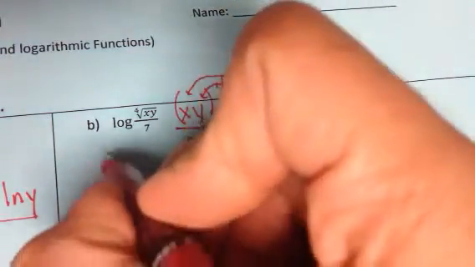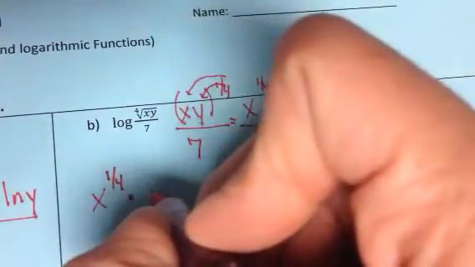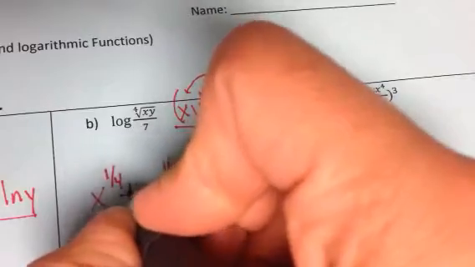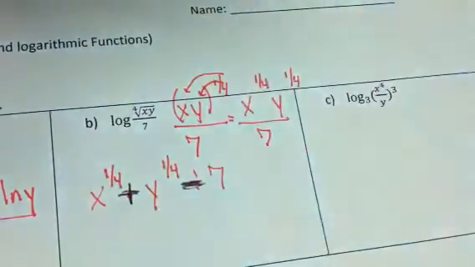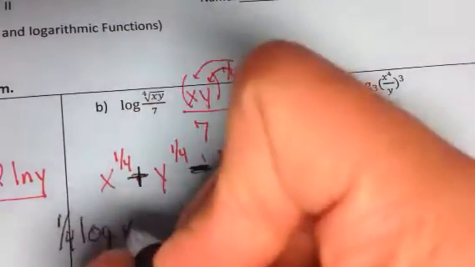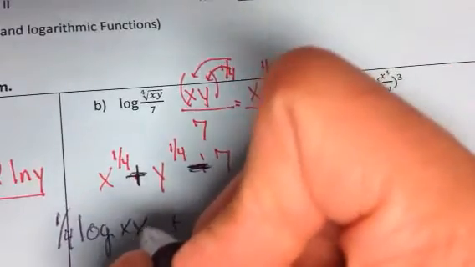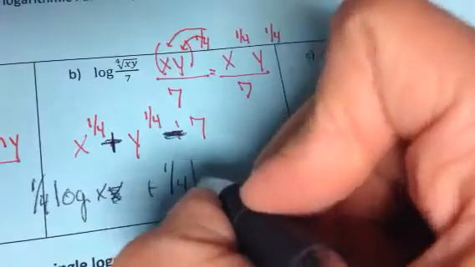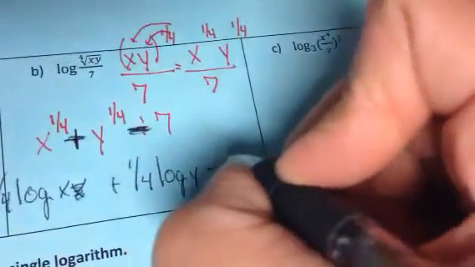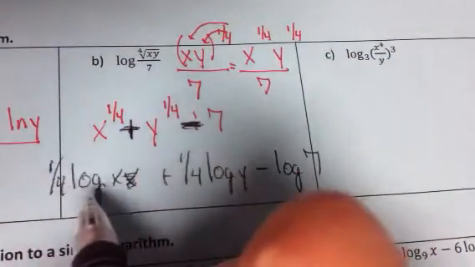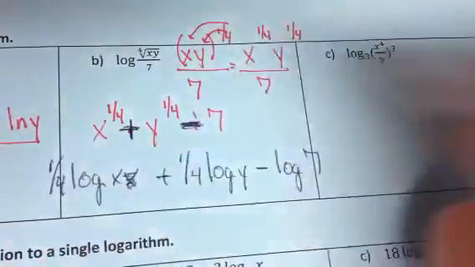So if you look at this as ignoring the log, x to the 1/4 times y to the 1/4 divided by 7, now your multiplication will turn into addition and your division will turn into subtraction. And then I'll bring that log back, and I will put the 1/4 in front of the log x, plus, whoops, not 2 x's, just 1 x there. And then the 1/4 in front of the y's log, and then minus log 7. And now this one has been condensed. And again, that's just 1/4 log x, not 2 x's there.